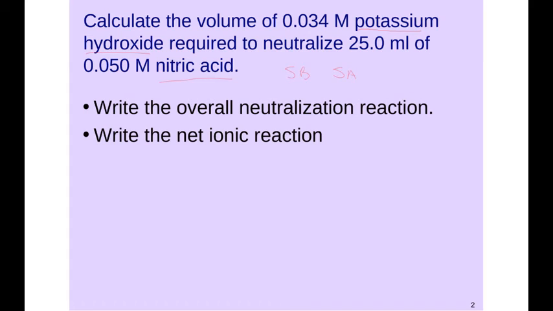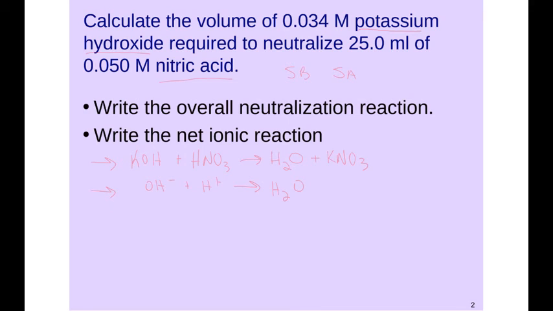So our first step is always to write the overall neutralization reaction and then to write the net ionic reaction. So these would be the overall neutralization reaction and the net ionic reaction for our strong acid, strong base neutralization. You'll notice that we're using single arrows because this is not an equilibrium.